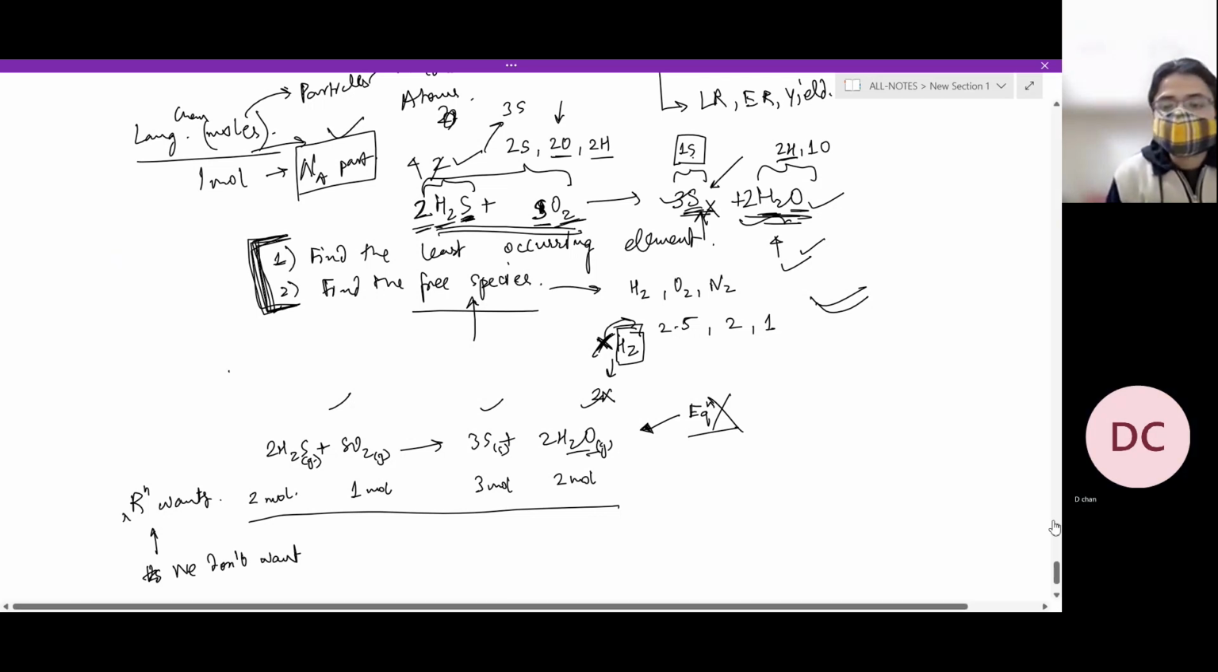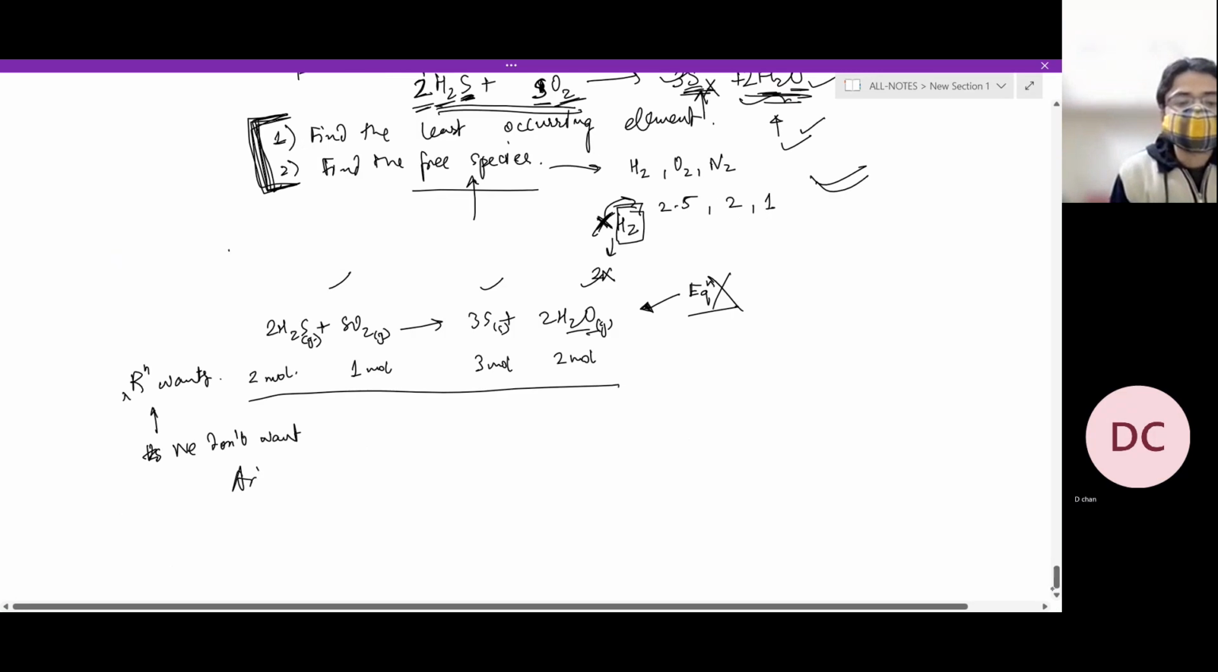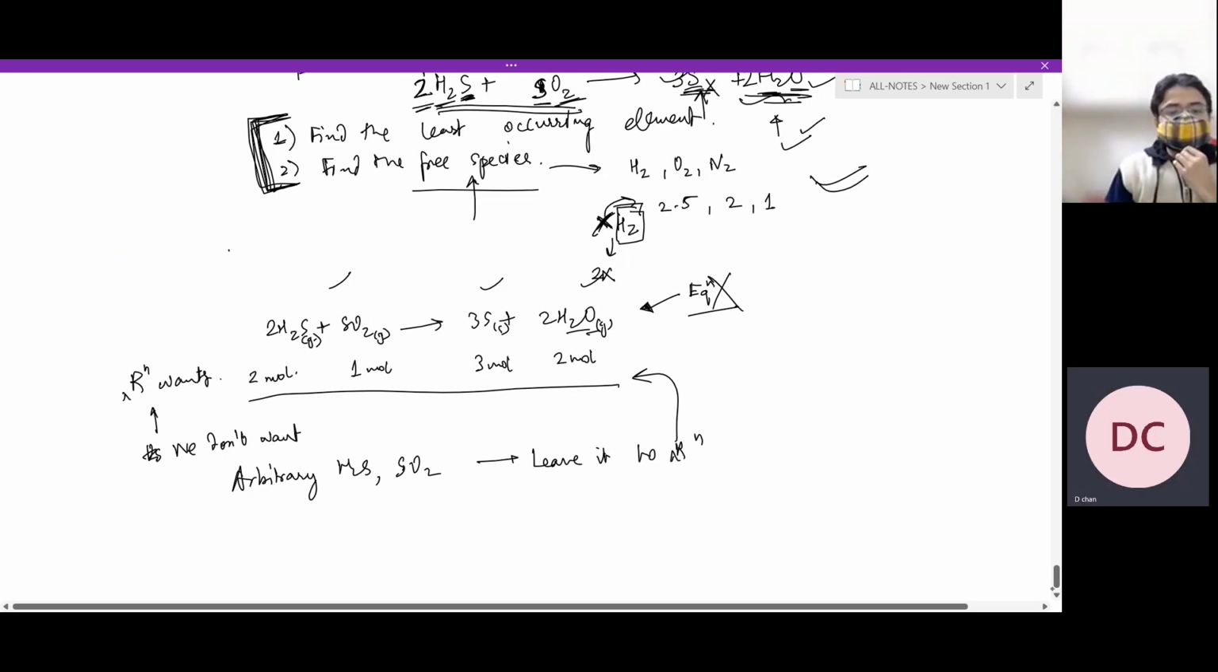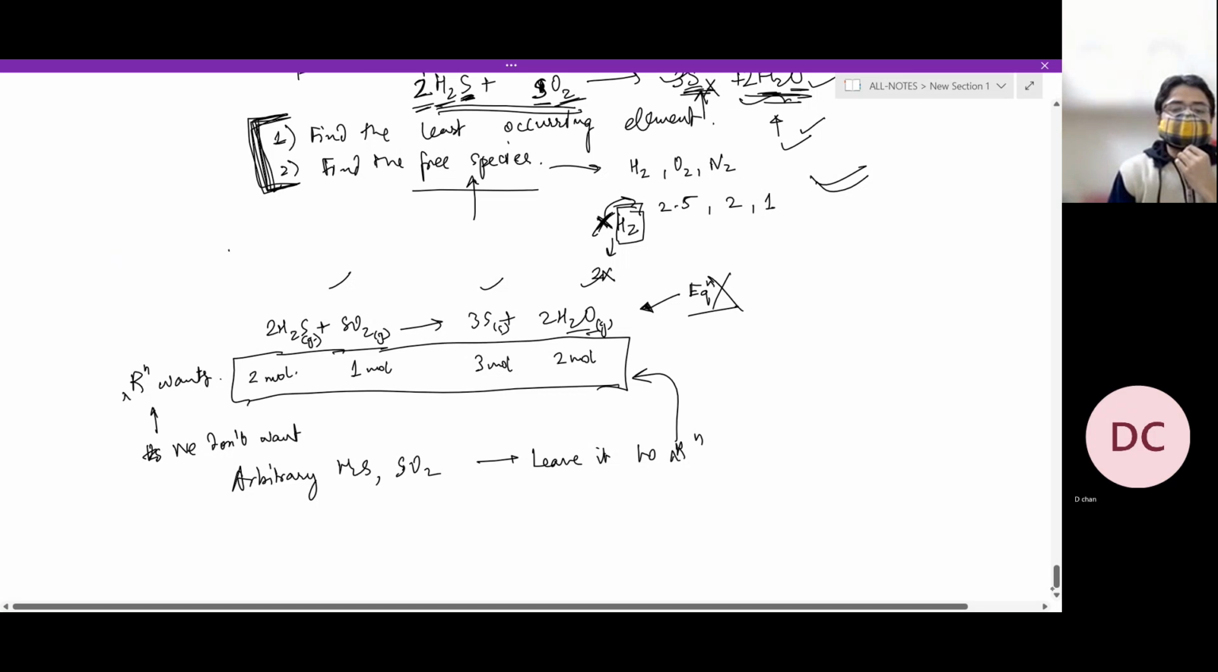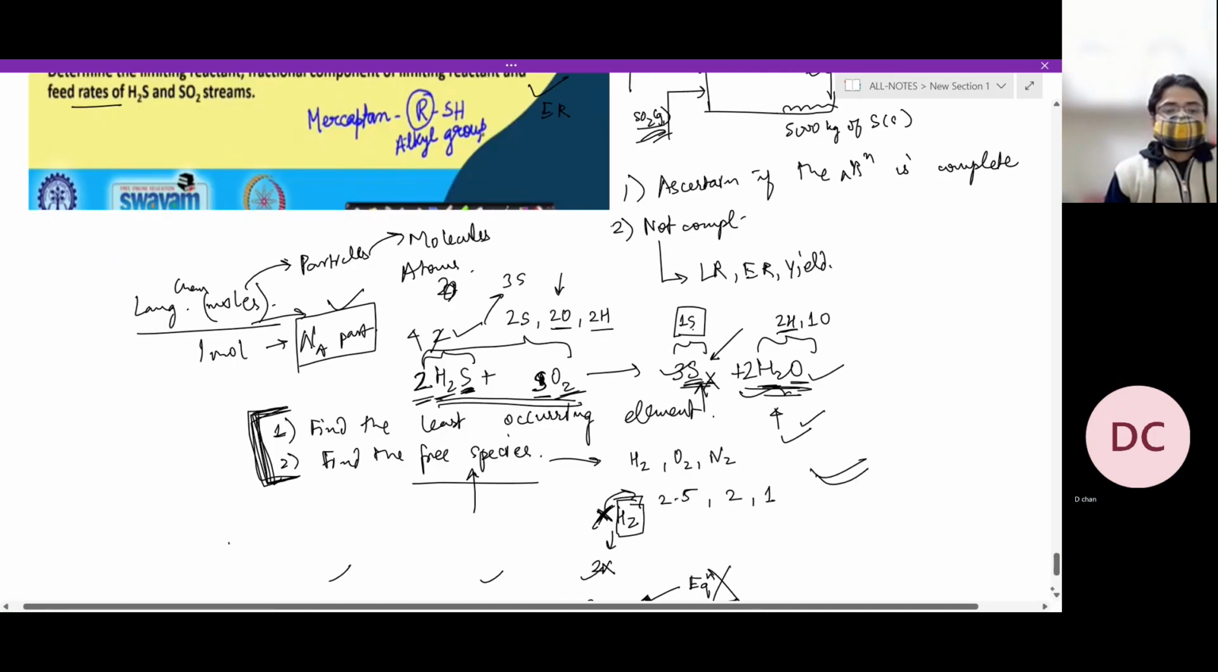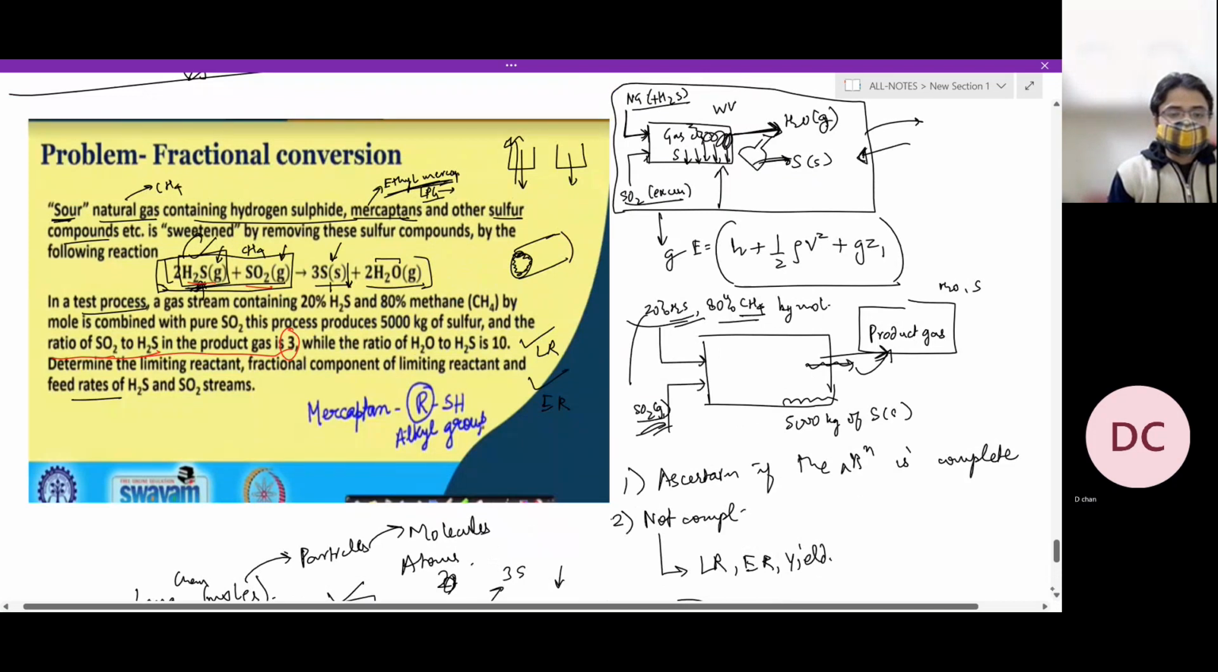So we are supplying arbitrary quantities of, let's say, hydrogen sulfide and SO2, and we leave it to the reaction to adjust its own values, okay? So we don't care about the stoichiometric ratios at the moment. The reaction will manage itself, and that is why we are getting these weird values. Like we are getting the reactants in the product, and the entire product gas is mixed up.